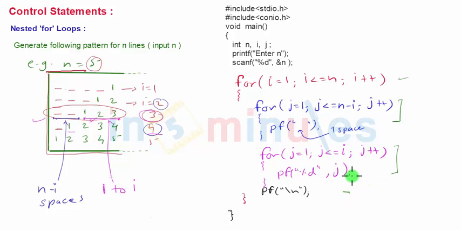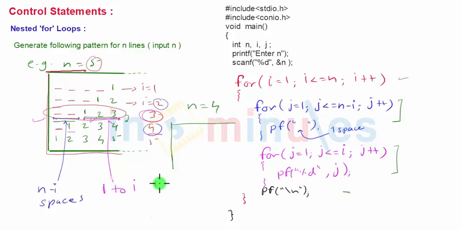So there are 3 stages in every line. You can see there are n minus i spaces, then there are 1 to i numbers, and then there is a new line. Now let's see the working of the program. Assuming this is our computer screen, and example n equal to 4, how is the overall program going to work?